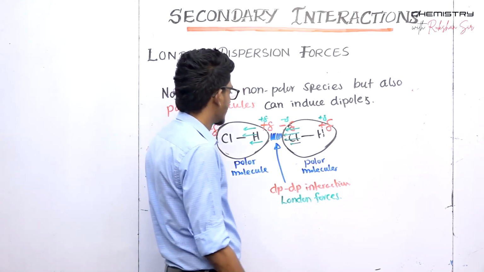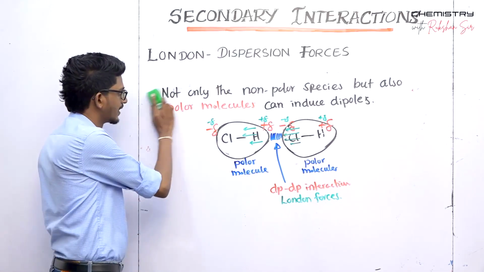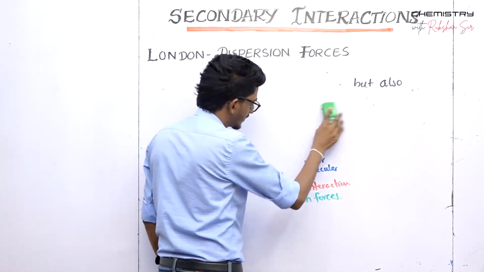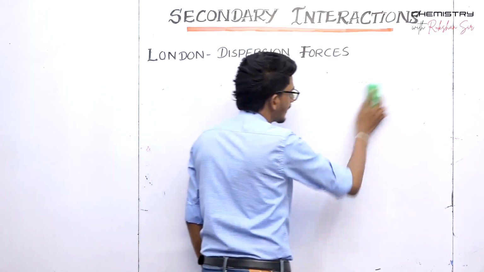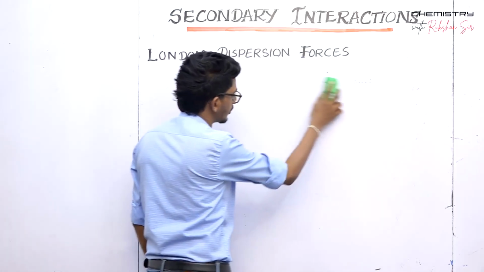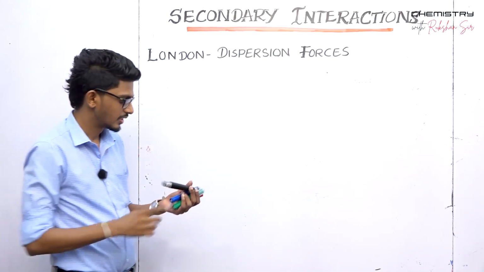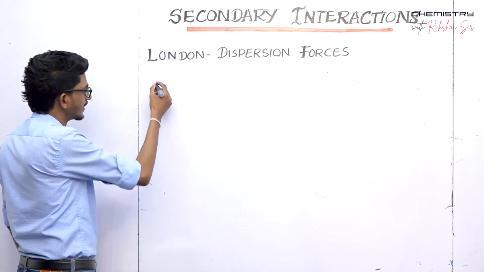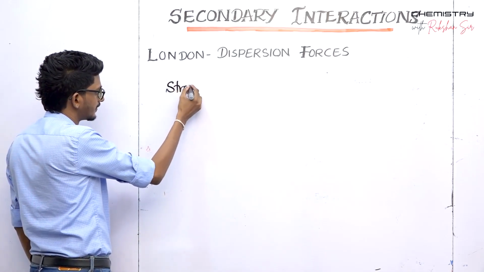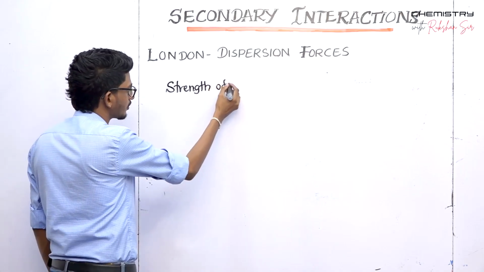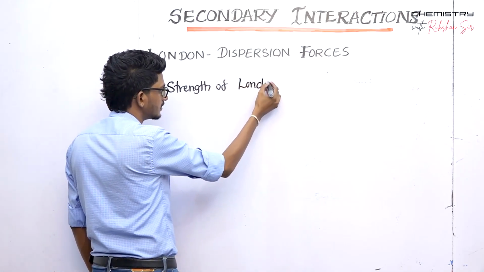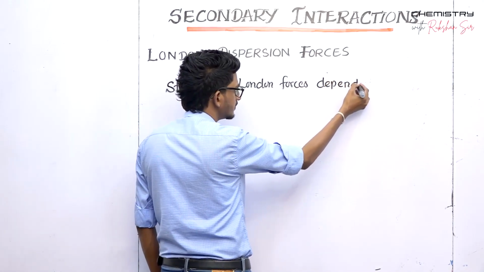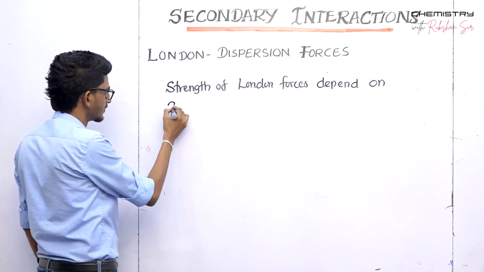Next, the next section under the London forces. There are two factors that govern the strength of the London force. The strength of the London force depends on two factors. Let's discuss those. The strength of London forces depends on two factors.